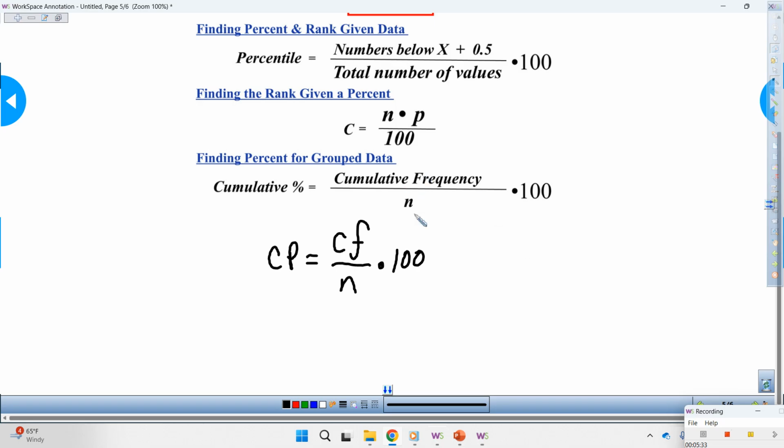Now, some of these terms are sounding familiar because we already covered some of this in the past. Everybody remembers cumulative frequency, is that correct? Yes. Does everybody remember what N stands for? Yes, we've used it in the past. Is that correct? Remind your neighbor what N stands for.